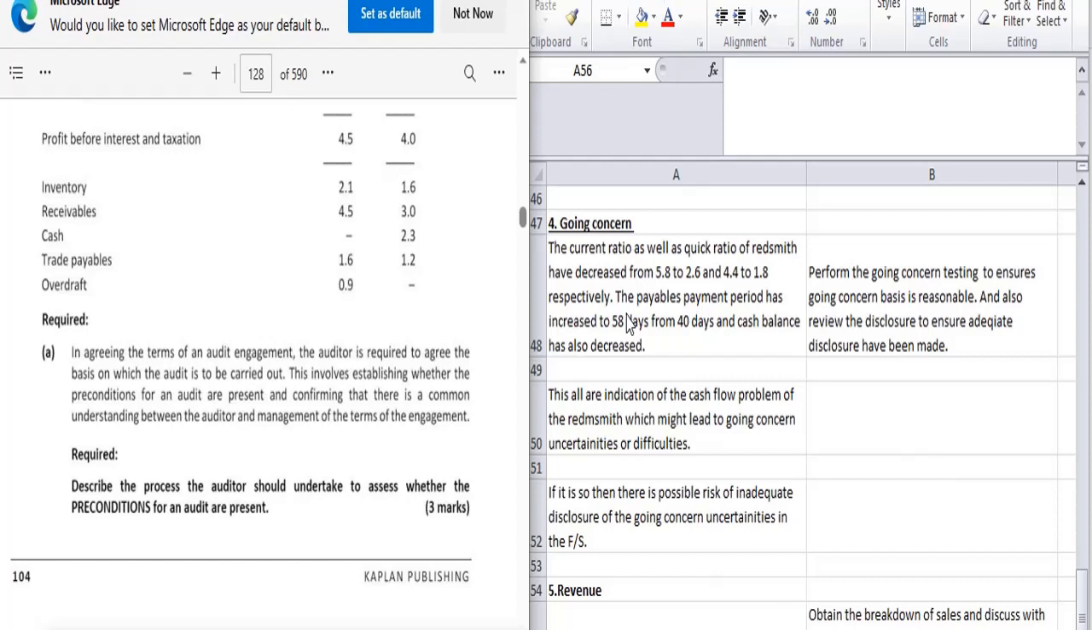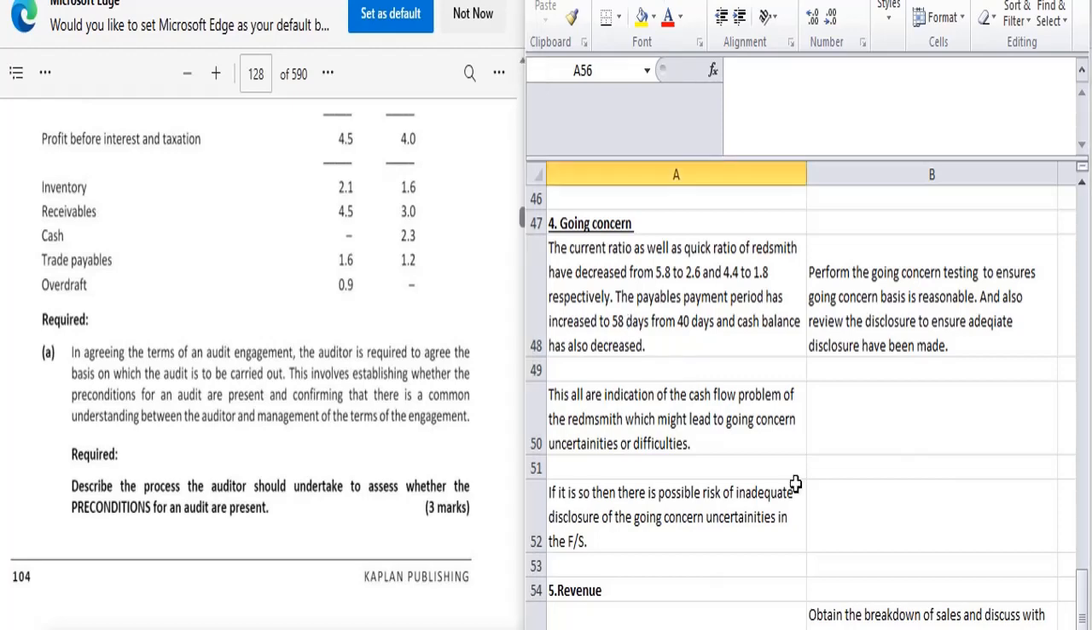Okay, so if it is so, then there is a possible risk of inadequate disclosure of the going concern uncertainties in the financial statements. So perform detailed going concern testing to ensure the going concern basis is reasonable, and also review the disclosure to ensure adequate disclosure has been made.